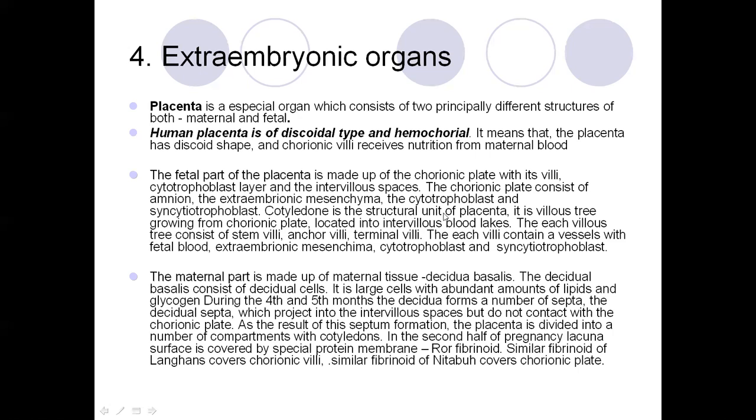Cotyledon is a structural unit of the placenta. It is a villous tree growing from the chorionic plate, located in the intervillous space with blood vessels. Each villous tree consists of stem villi, intermediate villi, and terminal villi. Each villus contains vessels with fetal blood, extraembryonic mesenchyme, syncytiotrophoblast, and cytotrophoblast.